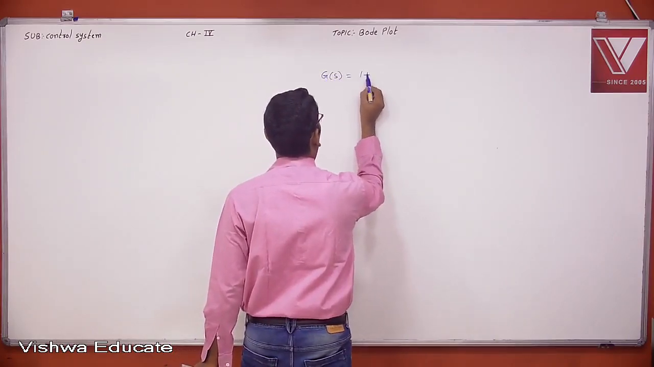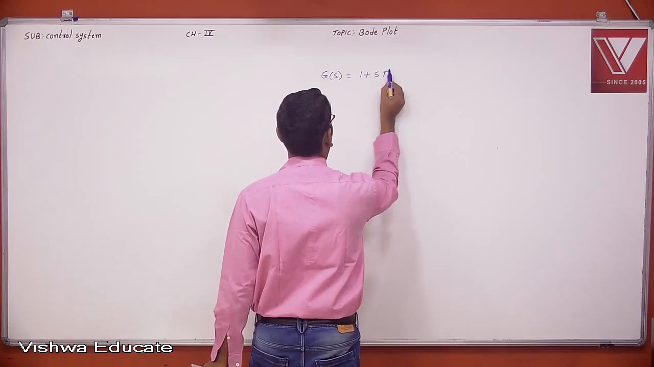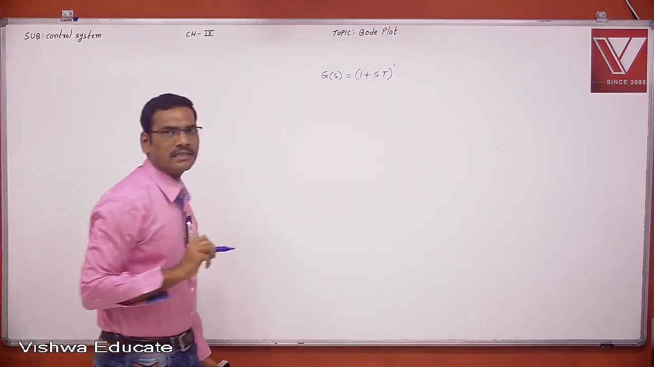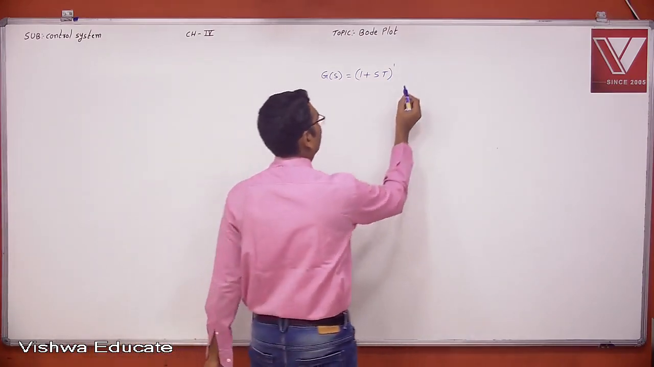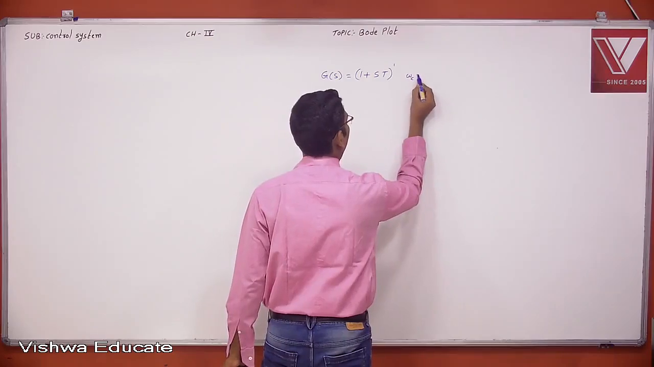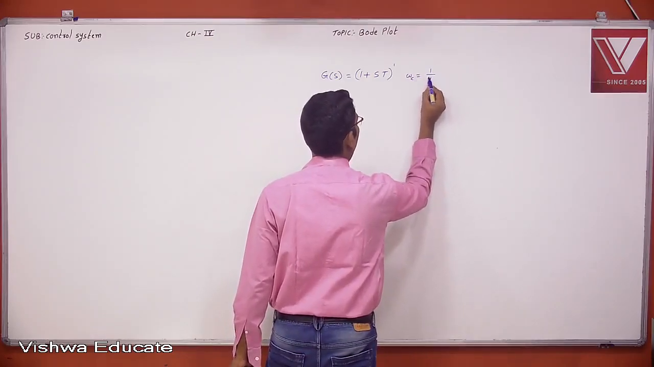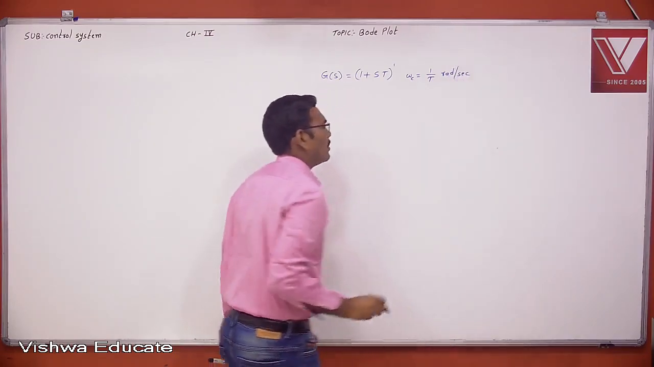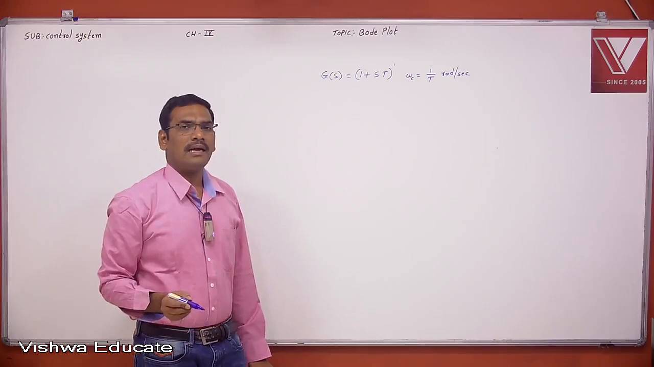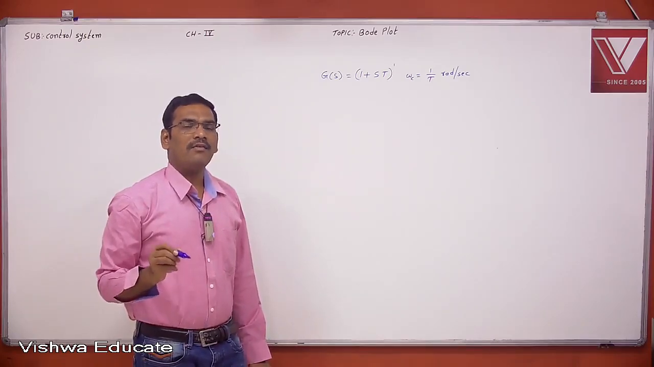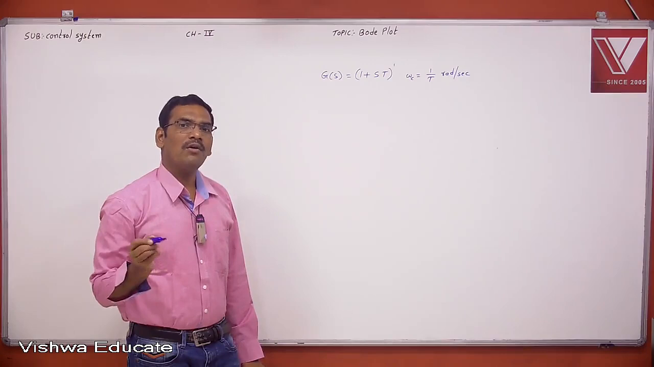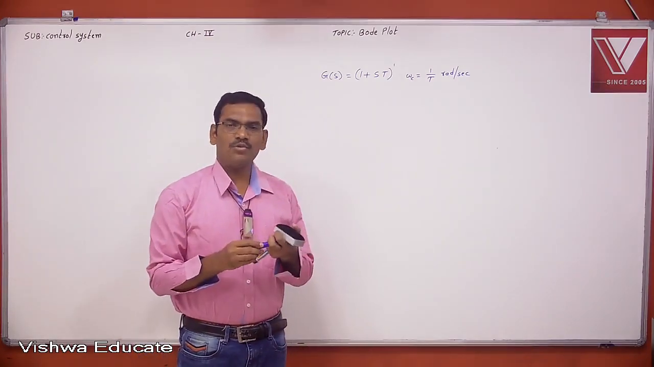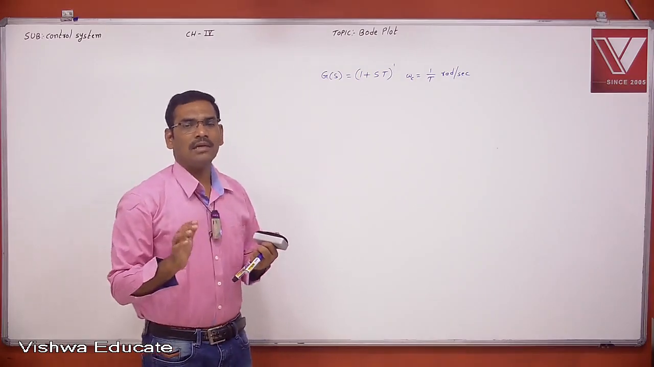G(s) is equal to 1 plus sT. Now this is in time constant form. If it is in the time constant form, then the corner frequency is 1 by T radians per second, and we will see the corner frequency definition also. What is the corner frequency? Corner frequency is the frequency where the slope is changing from one level to another level.